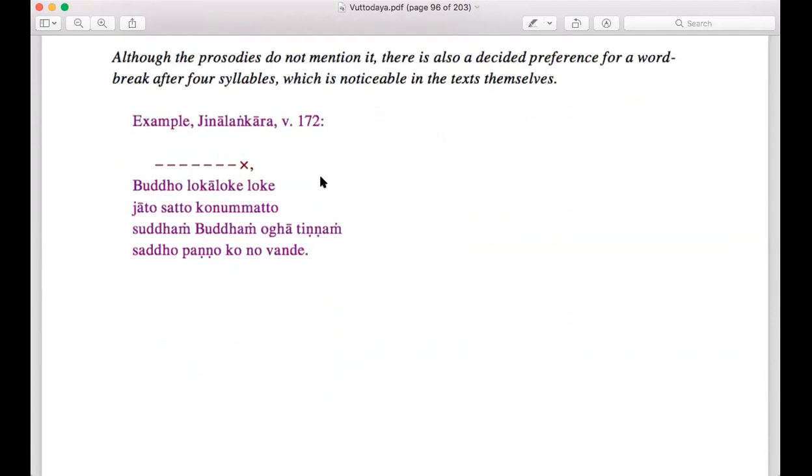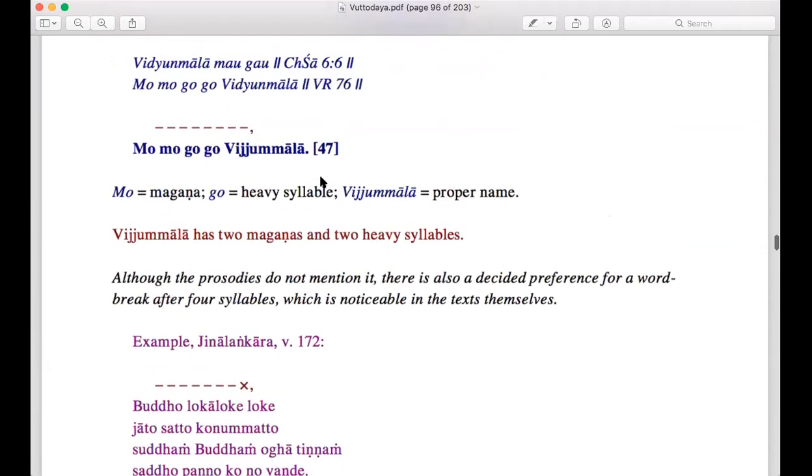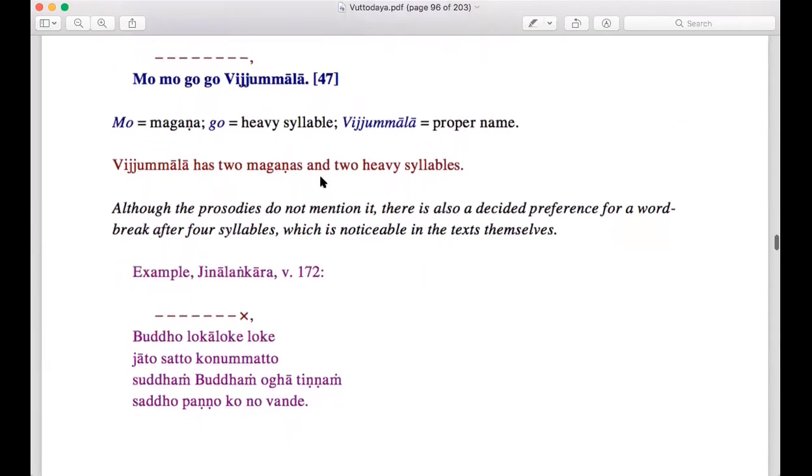Buddho loka loke jato satto konummatto suddhang buddhang ogha tinnang saddho panyo kono vande. So please check this by yourself. This is an example for Vijumala verse. Yes, any questions?